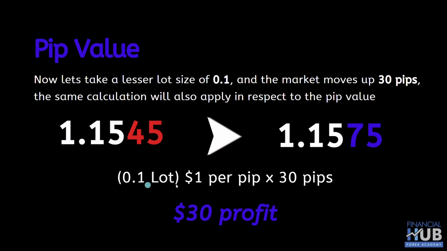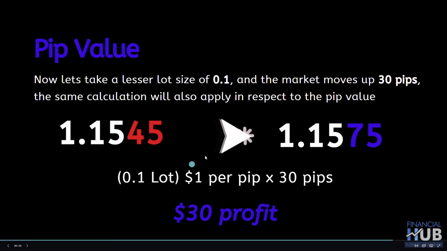So you take the same $1 per pip, times 0.1 lot, times 30. Remember, this lot has now made the value per pip change, like what we've just covered. So it all depends on the lot size you take. The pips can remain constant, but the lot size is what will determine your value per pip. So basically, if it does that, you're going to make a profit of $30.